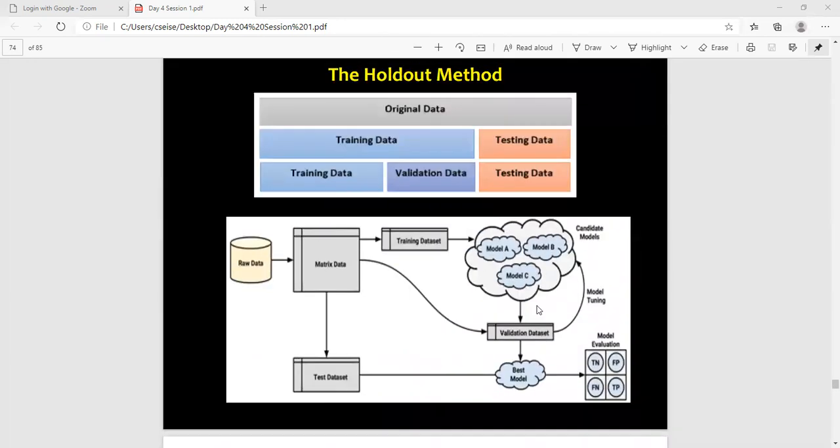This is the raw data. The matrix will consist of training data as well as testing data. Training data goes here, testing data goes there. Training data will undergo model A, model B, various clustering algorithms. After that, you go with the best model and evaluate it. On evaluating, you will get the accuracy matrix, that is TP, TN, FP, FN.